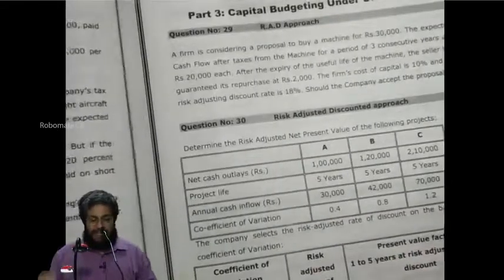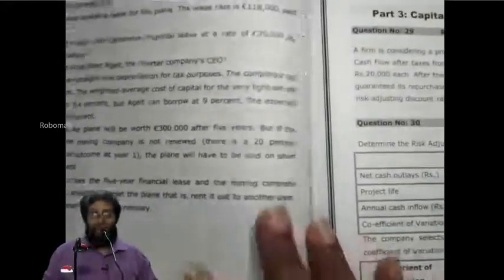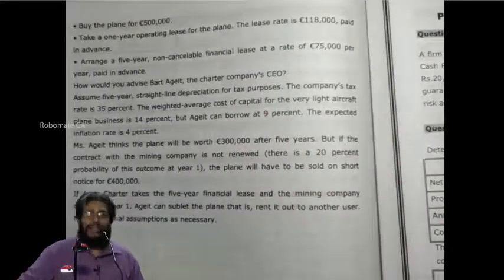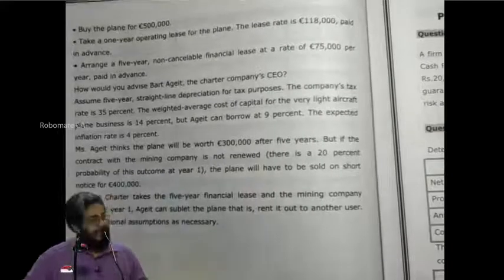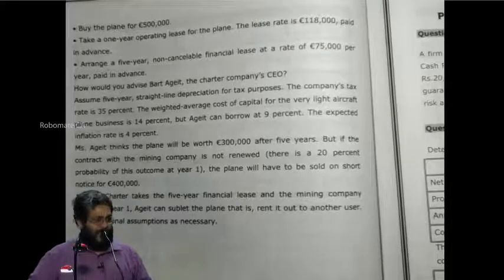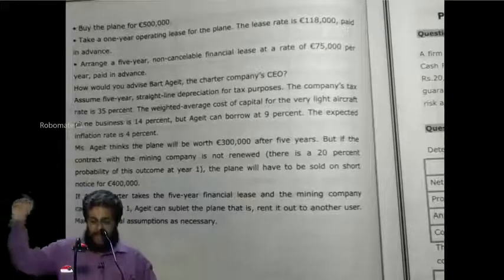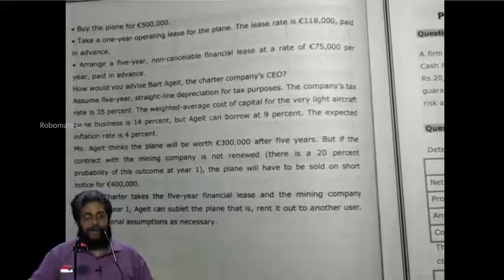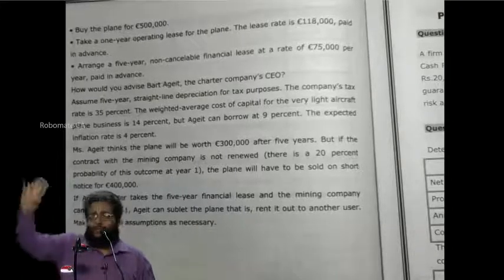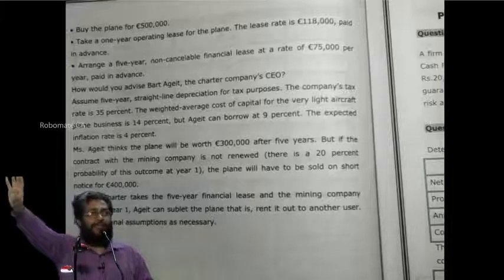Now, the asset worth is how much? 5 lakh euros. What is the worth of the aircraft? 5 lakh euros. Now, if they buy the aircraft, they have to borrow how much? 5 lakhs. When they borrow the 5 lakhs, they have to pay principal and interest or not? What is the interest rate given? 9%. Now, under the borrow and buy option, how many cash flows are there? 4 cash flows.